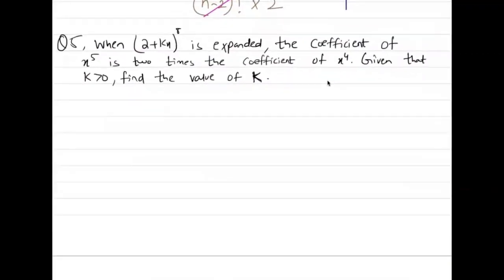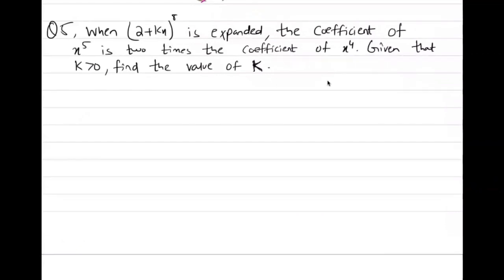All right. Okay. Now let's do this question together. When (2 + kx) to the power of 8 is expanded, the coefficient of x to the power of 5 is 2 times the coefficient of x to the power of 4. Given that k is greater than 0, find the value of k. Now try to understand the question.